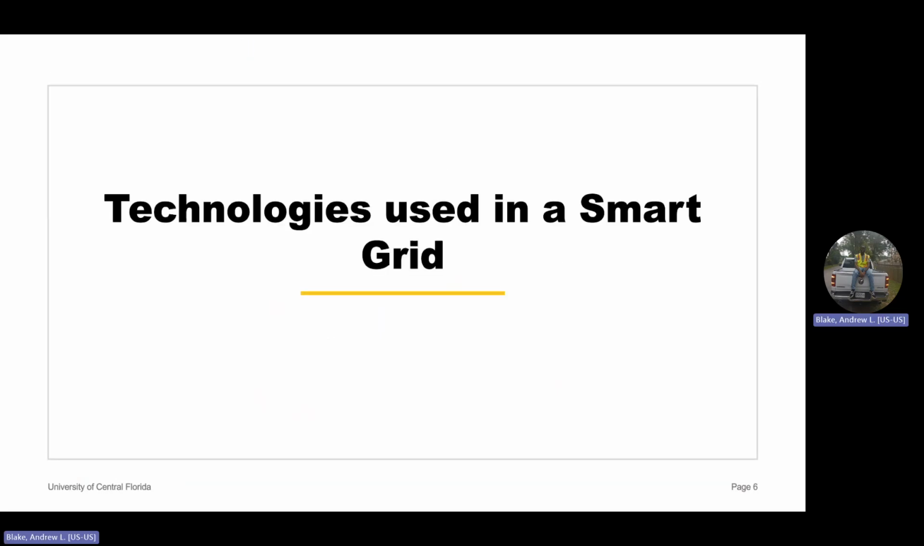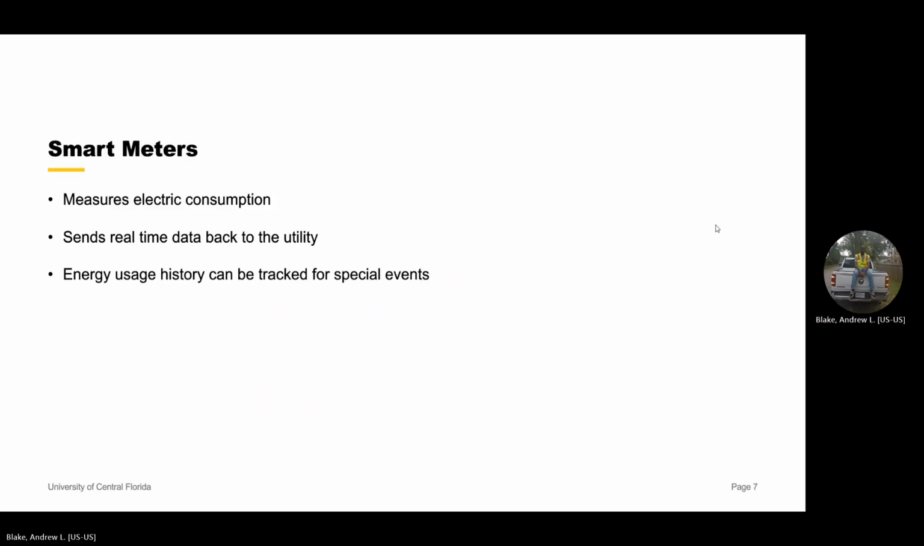So what are some of the technologies used in a smart grid? Well, one of them is a smart meter. This measures electric consumption. It sends real-time data back to the utility, and the energy usage history can be tracked during special events.